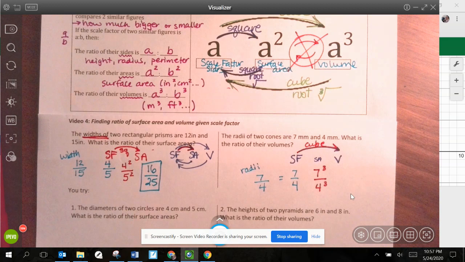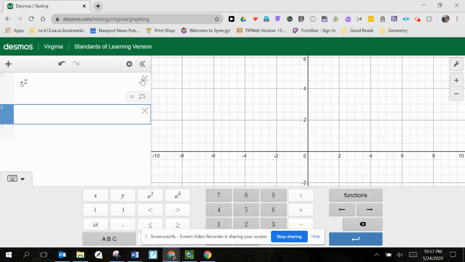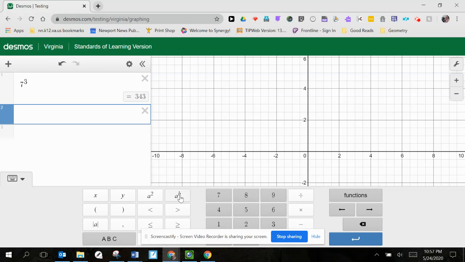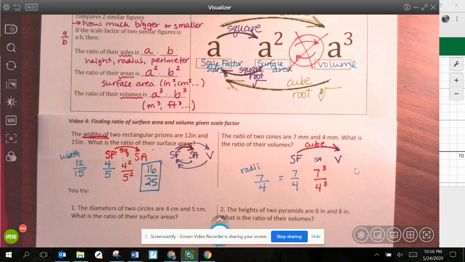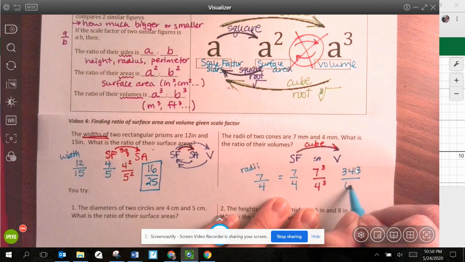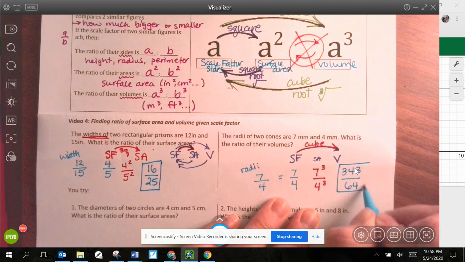So I'm going to come to Desmos and type in 7. Then to get the cubed, I'm going to hit this A to B button and hit cubed. And so that's 343. And then I'm going to do 4 cubed, and that is 64. So the ratio for their volumes is 343 over 64.